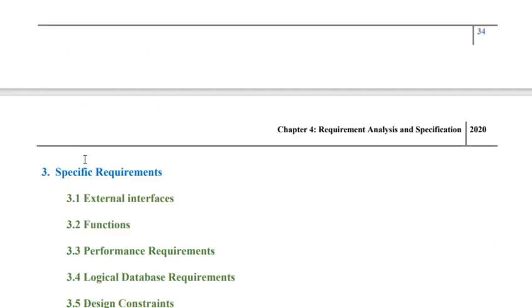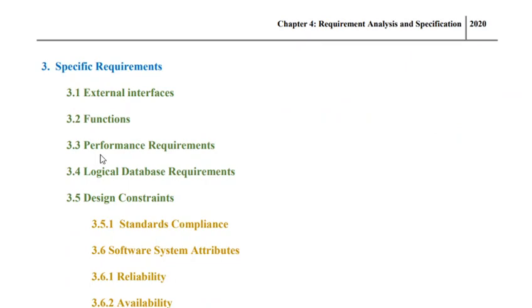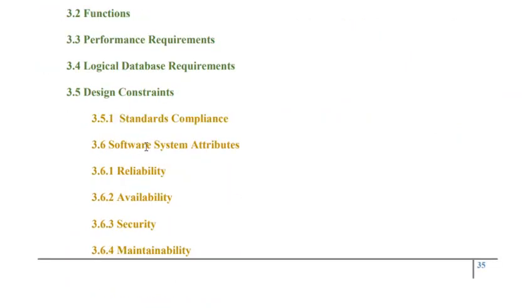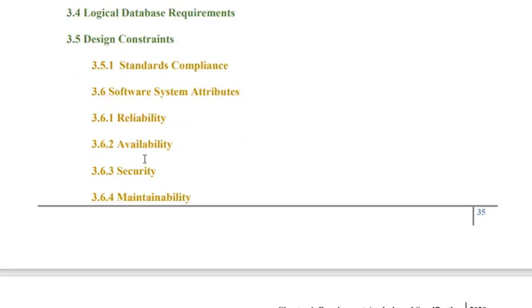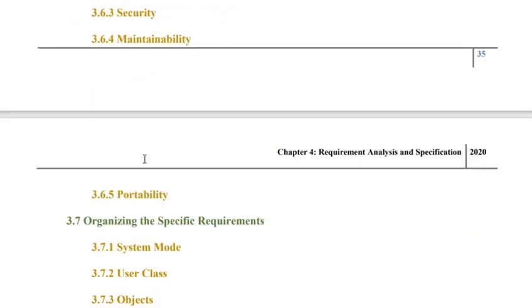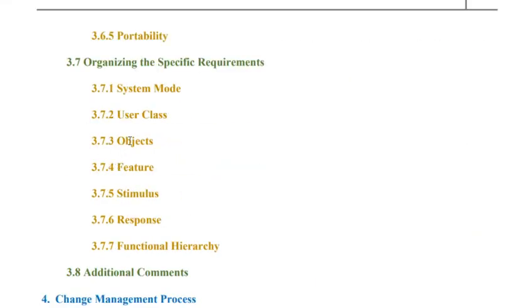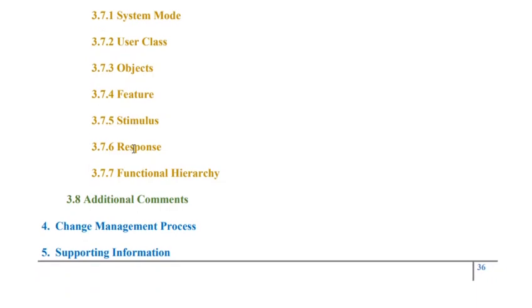Then specific requirements, external interfaces, functions, performance requirements, logical database requirements, design constraints like standard compliance, software system attributes, reliability, availability, security, maintainability, portability, right? Organizing the specific requirements as in case of system mode, user class, objects, features, stimulus, response, right? Functional hierarchy, and additional comments, change management process, supporting information.